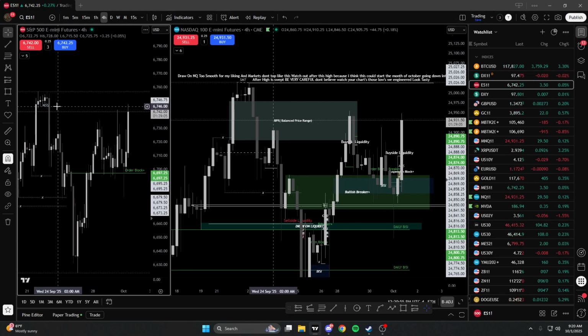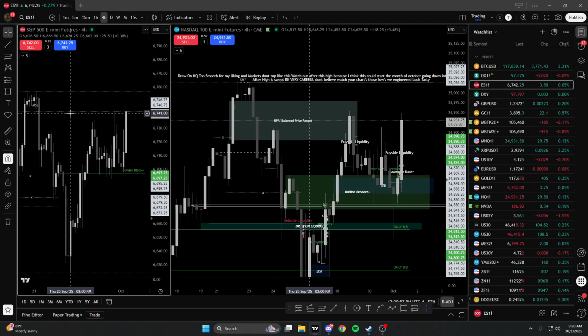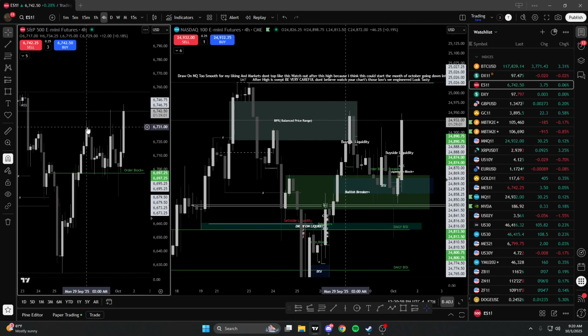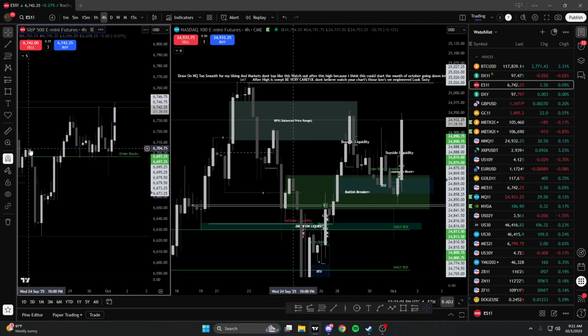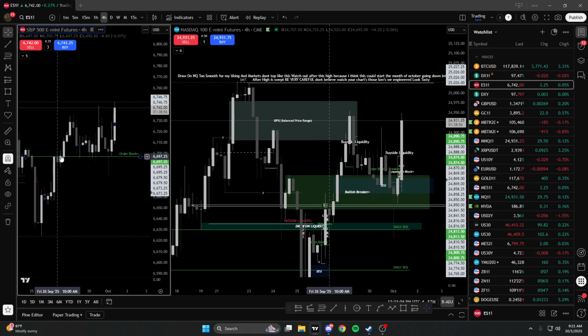So we come back in it. I'm looking at that as fading that. I want to see that fade. And then what are the key things we could use here? So we have a breaker, an order block on the daily.